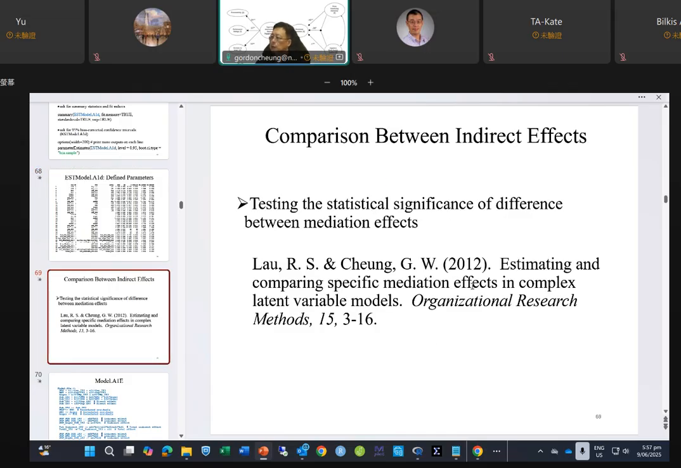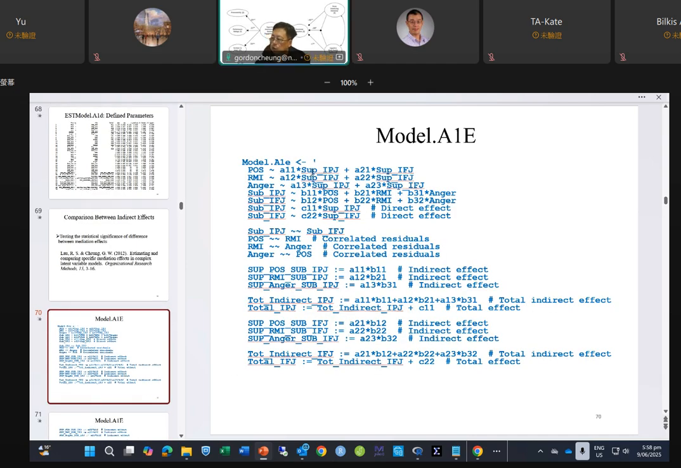So I also published a paper in 2012 to show people how to compare the effects. In our model, we have three mediators. One typical question is, which mediator is a stronger mediator? That means where will the effects go through? This is our original model. We have the indirect effect and the total effect.